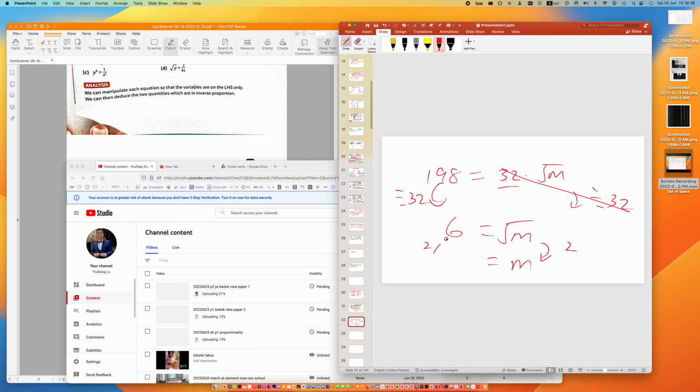And then you square the 6. That means 6 squared. So it's m equals to 36. That's the answer. Simple. Okay?